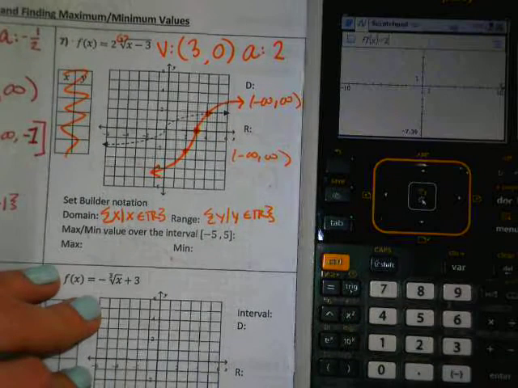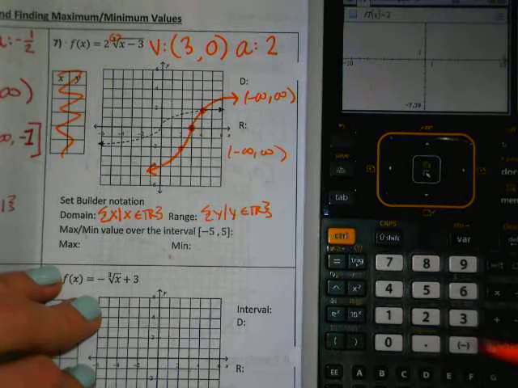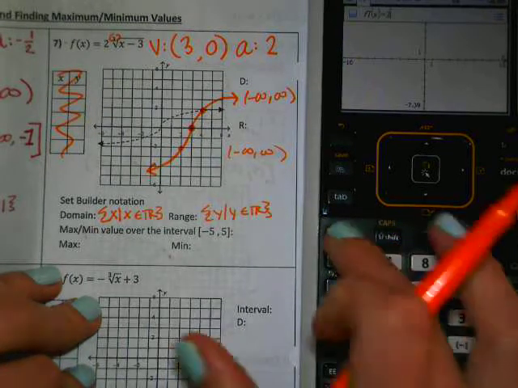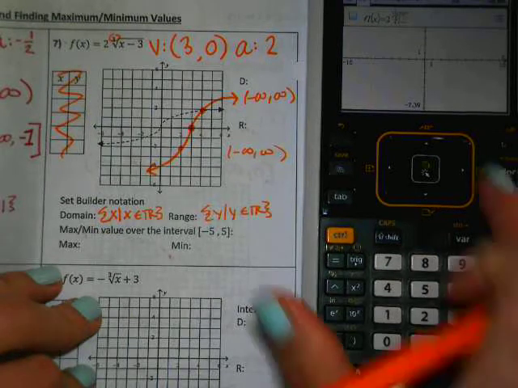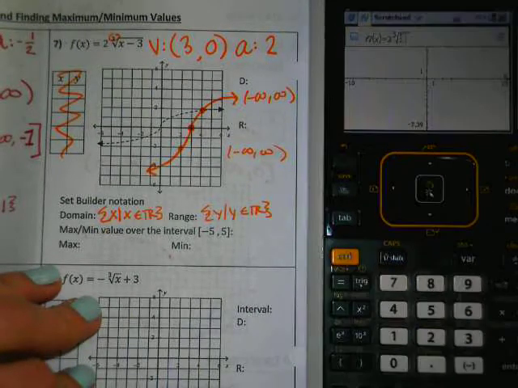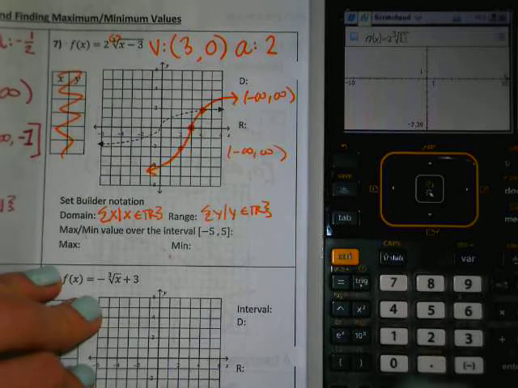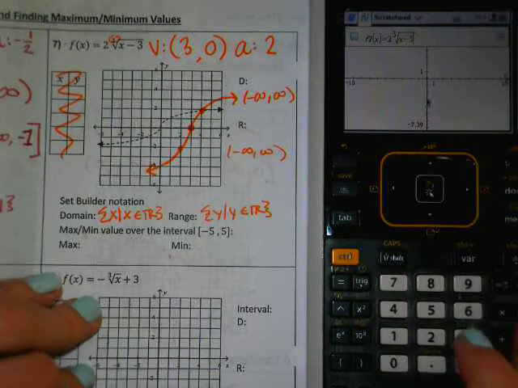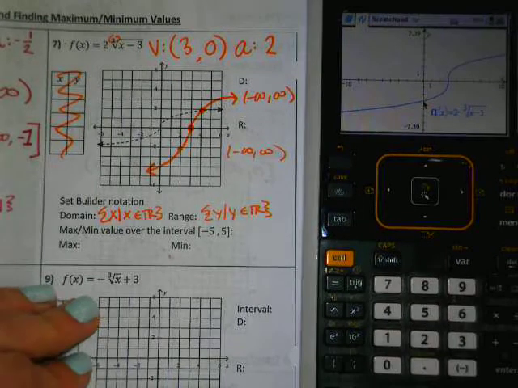To do max and min, I'm going to type into my calculator. The cube root guy is this guy right here. We're going to yellow button that guy. Put the 3 there, and then I got x minus 3. Nothing on the outside. So it should look something like my graph, and it does.